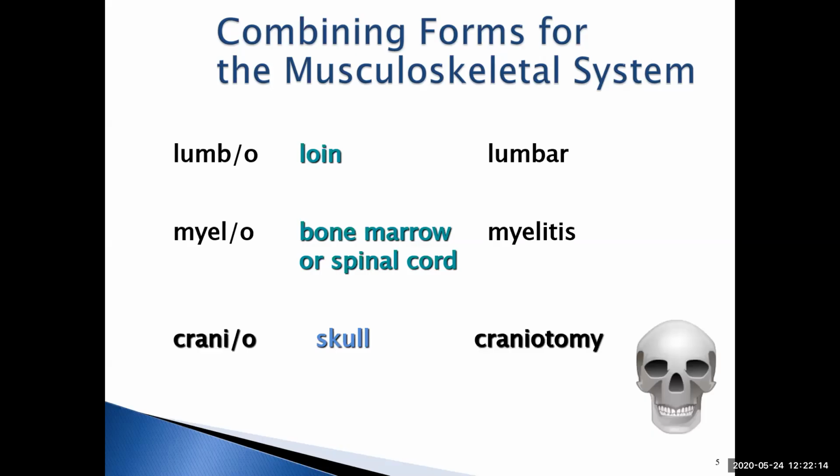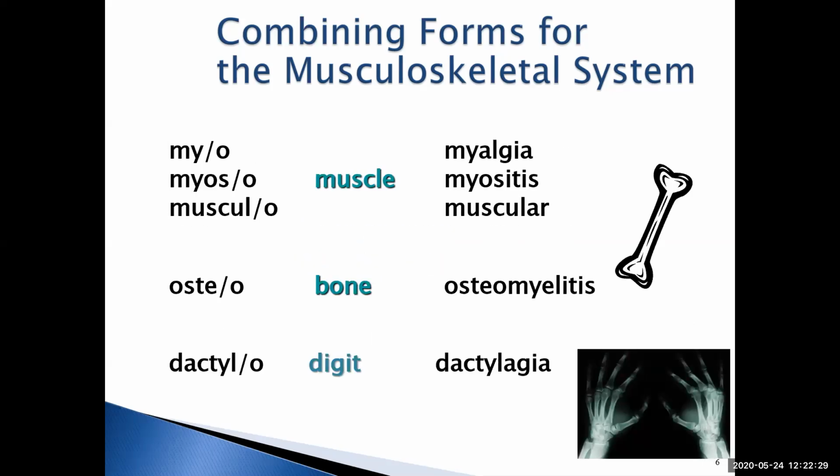Lumbo is loin or lumbar, so pertaining to the part of the back. Myelo means either bone marrow or spinal cord, so myelitis would be inflammation of the spinal cord. Cranio is skull. Craniotomy is where we make an incision into the skull. Myo, myoso, and musculo, all muscle. So myalgia, so you remember what algia is, referring to pain. Myositis, the inflammation of, and then muscular, pertaining to.